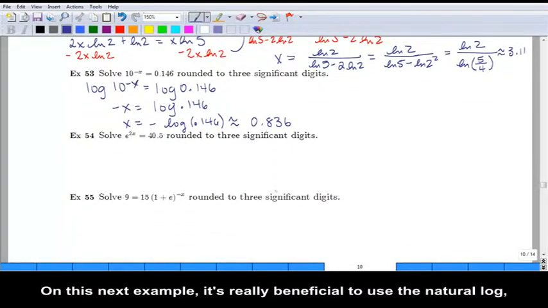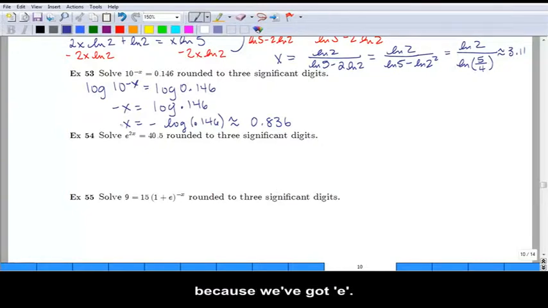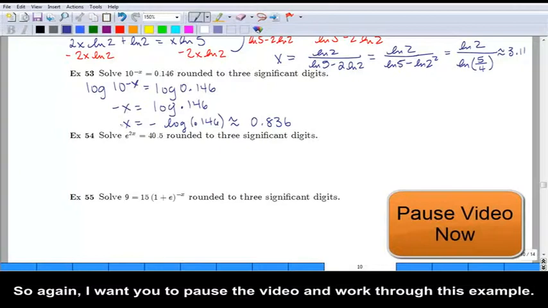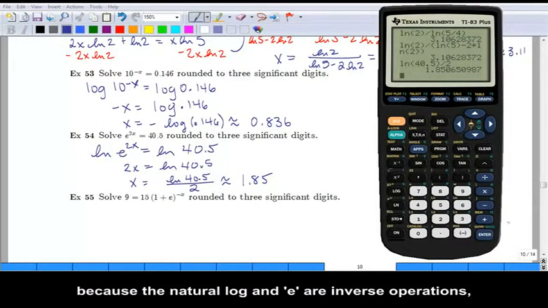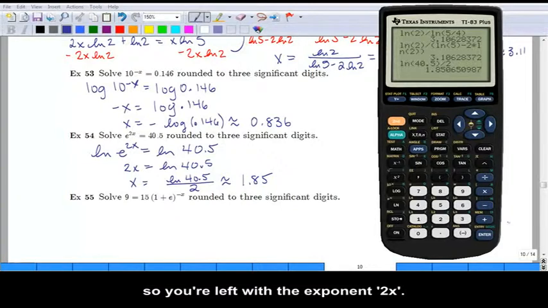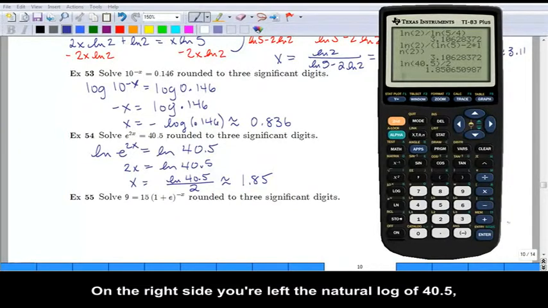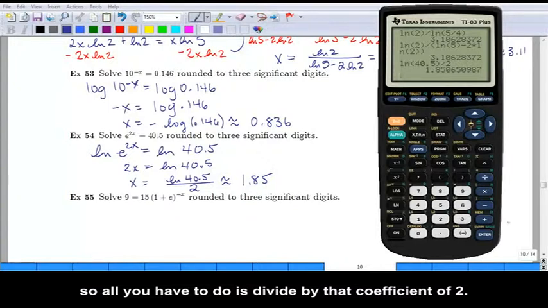On this next example, it's really beneficial to use the natural log because we've got e. So again, I want you to pause the video and work through this example. Like I said, it's very opportune to use the natural log because the natural log and e are inverse operations, so you're left with the exponent 2x on the left. On the right side, you're left with the natural log of 40.5, so all you have to do is divide by that coefficient of 2.